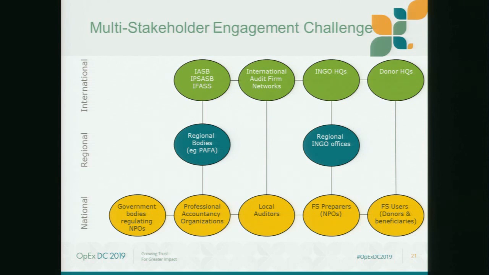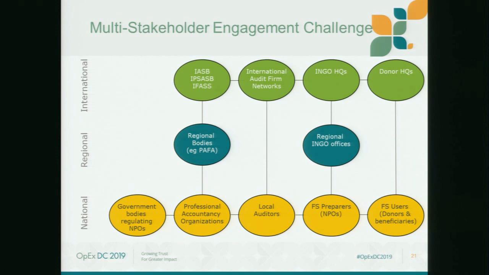Some of those have regional bodies. So if you think of accountancy institutes, PAFA is the Pan-African Federation of Accountants. There are equivalents in Latin America and other regions. And then we have international standard setters, which obviously we're very well plugged into. Most of them are represented at this table. Auditors, also: you'll have local firms, you'll have local branches of global firms. Can we get to the head offices of the audit firms to engage them at global level so they can engage their offices internationally?